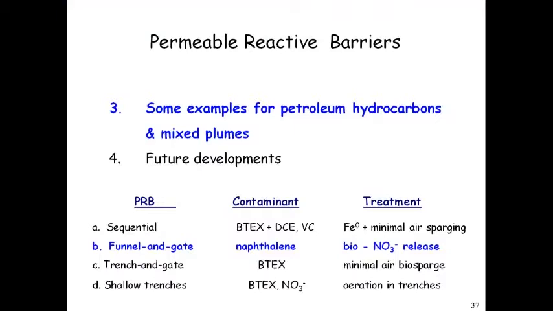Segment 3 of in situ permeable reactive barriers. We're talking about some examples of permeable reactive barriers applied to mixed plumes or petroleum hydrocarbon plumes. In this segment, we'll talk about a funnel and gate system that was designed to treat a naphthalene plume using a biological system where we were adding nitrate as an electron acceptor.